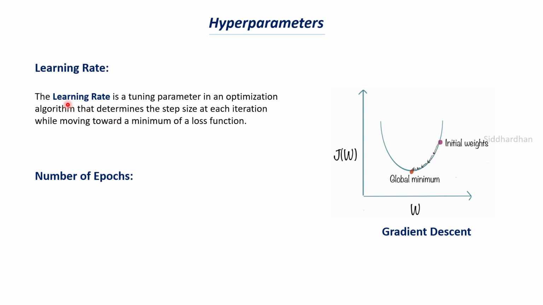So how much change in the value are we giving to our parameters? Now read this definition again. The learning rate is the tuning parameter in an optimization algorithm that determines the step size. Step size is nothing but the change that we are imparting at each iteration while moving towards a minimum of a loss function. The minimum of a loss function represents the global minimum where the loss function is minimum. Whenever the loss function is minimum, that means the model is making accurate predictions.